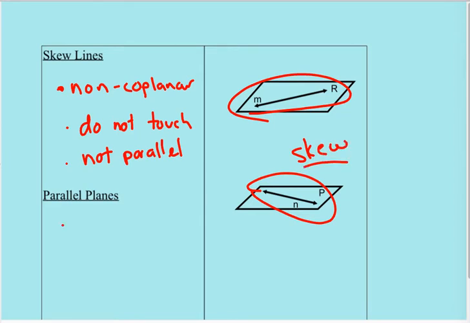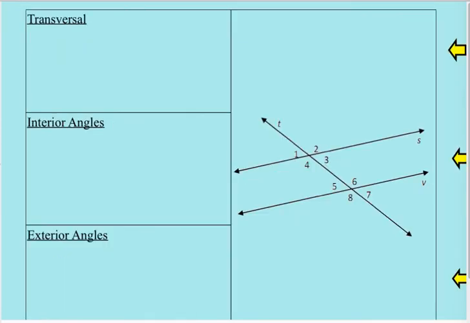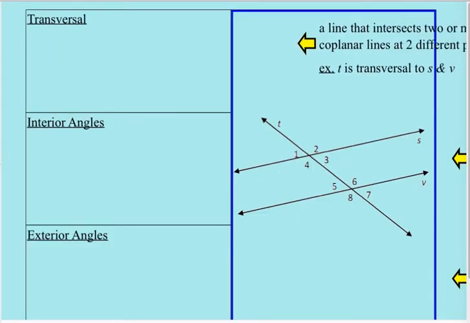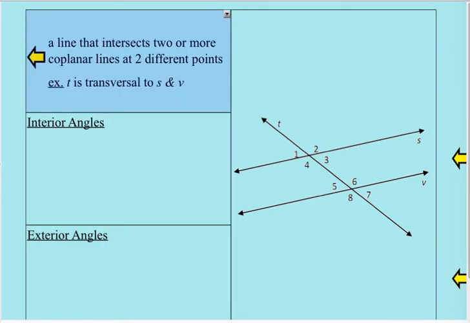Parallel planes are exactly what it sounds like. They're like parallel lines. They're going to be an equal distance apart, and they're never going to touch. Transversal: a transversal is basically what goes through the two parallel lines, intersecting two or more coplanar lines at different points. So here, line T is your transversal.